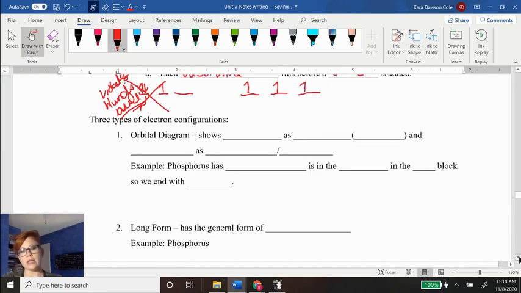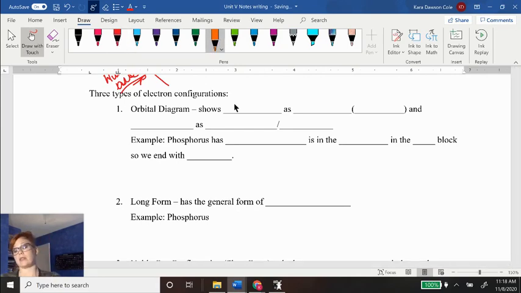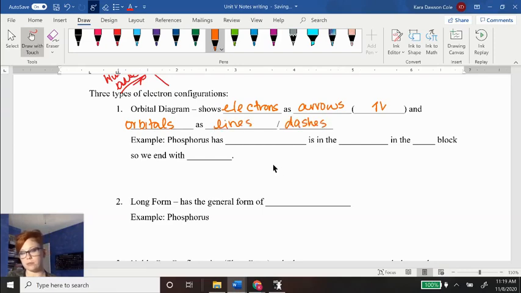Okay, there are 3 types of electron configurations that I make you do in class. The first is an orbital diagram. The orbital diagram shows electrons as arrows that look like this, so one's pointing up, one's pointing down, and orbitals as lines or dashes.